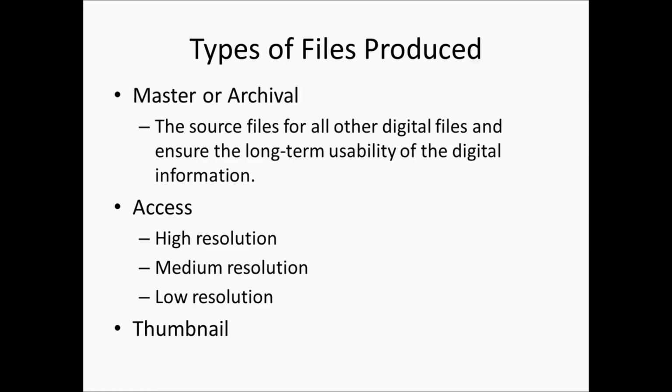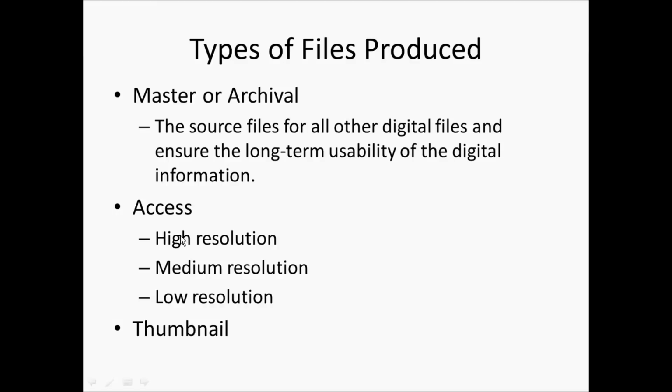And so here's a little bit more detail about the types of files produced. You're going to have a master or archival file. This would be, say, a TIFF image or a RAW image or maybe JPEG 2000, but it's going to be high resolution and lossless. It could be a compressed file format, but it better be lossless.